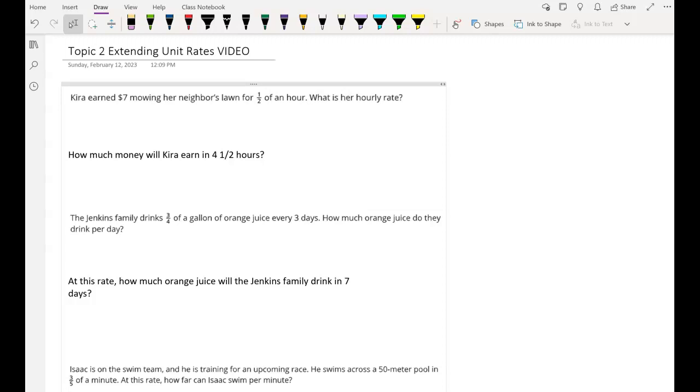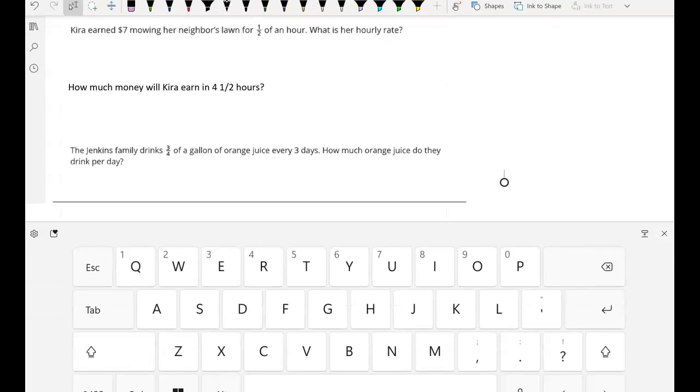Today we're taking a look at unit rates, but instead of just finding unit rates, we're going to take those unit rates that we find and use them to solve an extended problem. Let's get started. In question number one here, it's not really question number one.